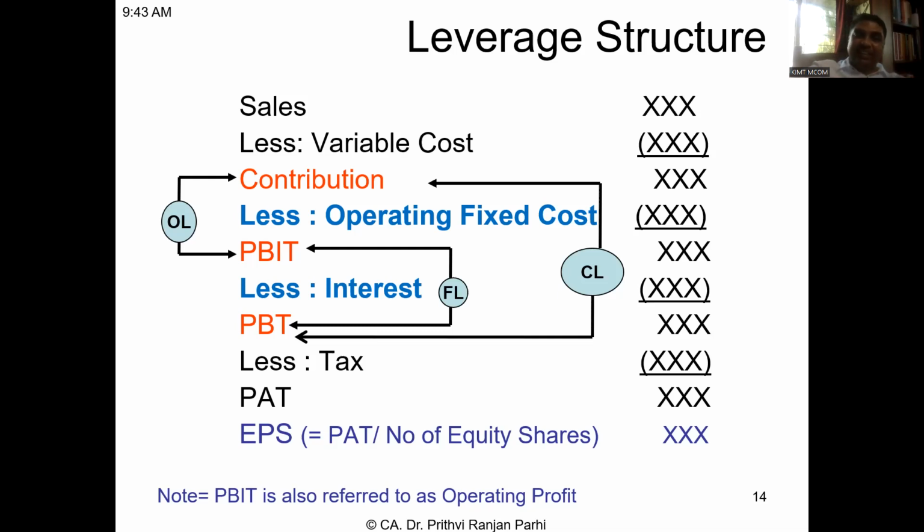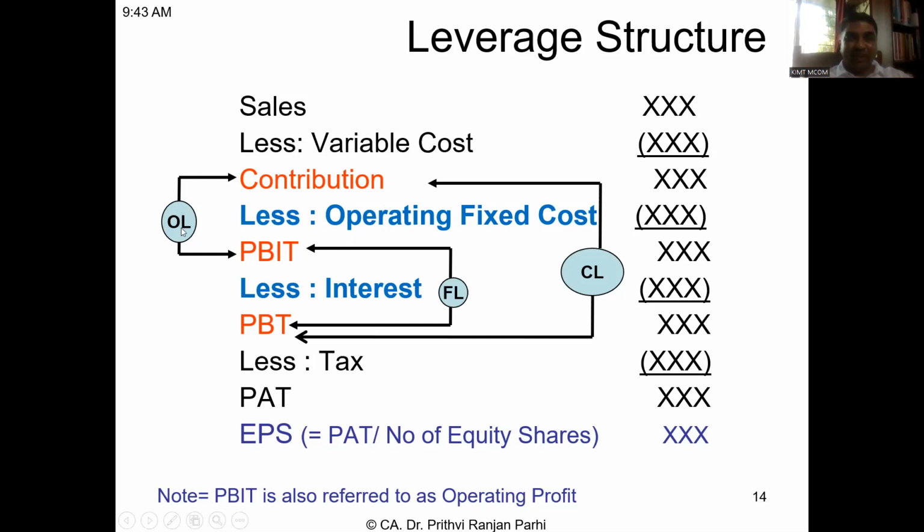Therefrom, if you deduct interest, you'll be getting profit before taxes. Then tax is paid, and you'll be getting PAT, that is profit after tax. You can calculate earnings per share or EPS, which is the PAT divided by the number of equity shares. So you have to remember this order. Once you have remembered this, you can calculate operating leverage. Operating leverage arises because of operating fixed cost.